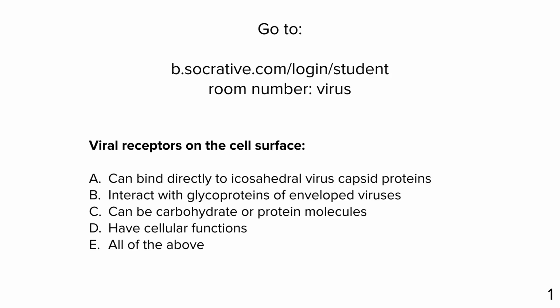The answer is E. All of these things are correct, which most of you got. They can bind directly to icosahedral viral capsid proteins. I told you about polio as an example. Interact with glycoproteins of enveloped viruses, influenza, HIV. Can be carbohydrates or protein molecules, absolutely. Sialic acid or protein receptor like the polio receptor, and they have cellular functions, of course. All of these are correct. And those are the important take-home messages from what I've just told you.